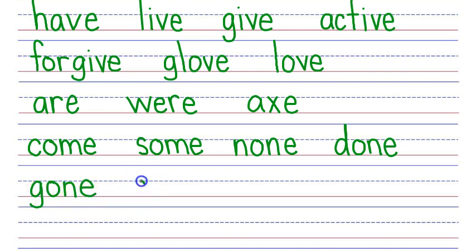Next one, one. One is spelled O-N-E. And it says one. Next word, fence. We have an F that says f, an E that says e, an N that says n, a C that says s, and a silent final E. Fence.